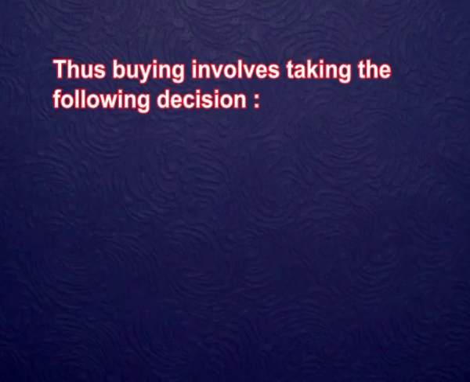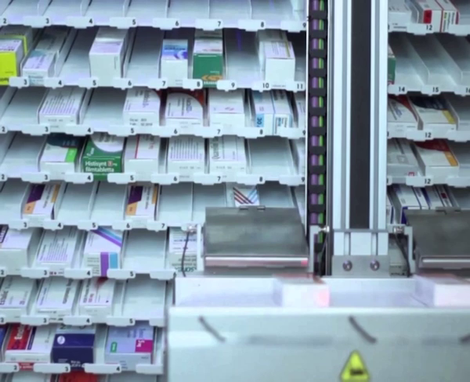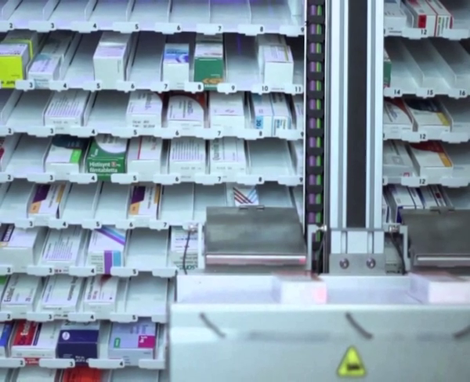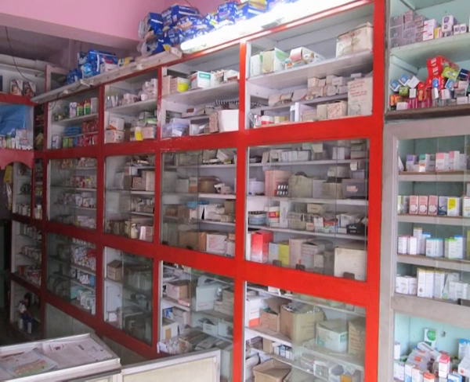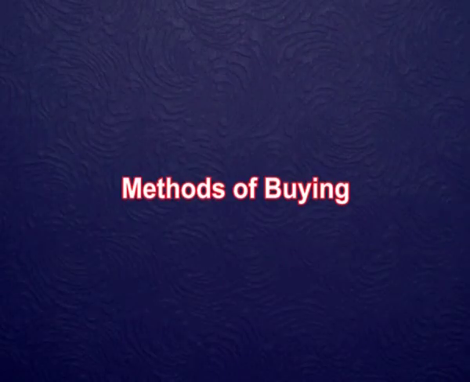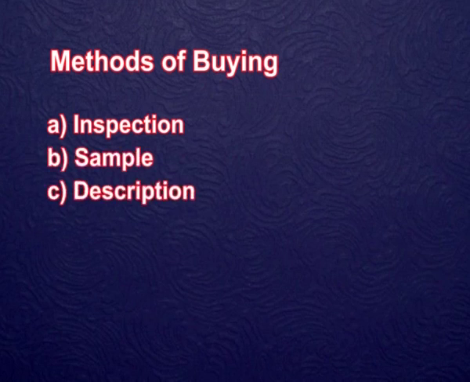Thus, buying involves taking the following decisions. First, what kind of goods is required? Second, what quantity of these goods is to be bought? Third, when are they to be bought? Fourth, from whom are these goods to be bought? Methods of buying. There are four methods of buying. First is inspection, second is sample, third is description and fourth is grade.